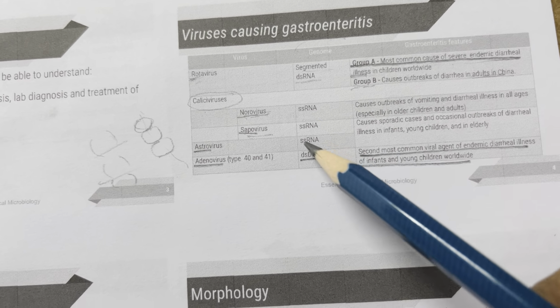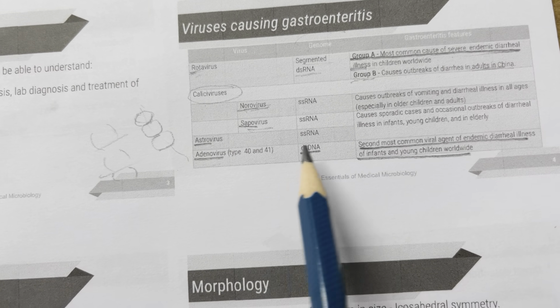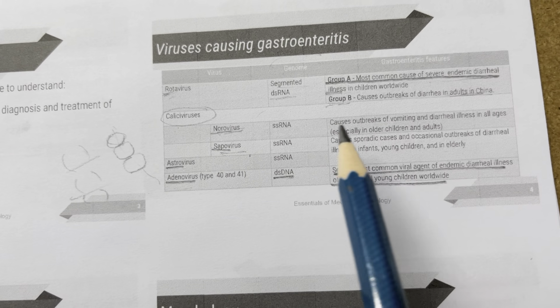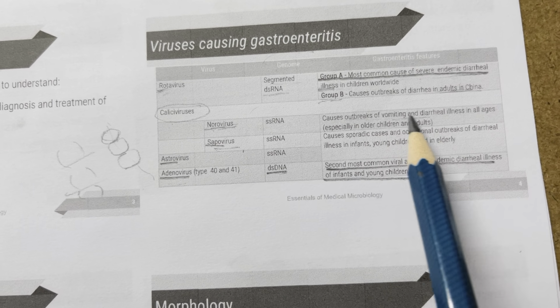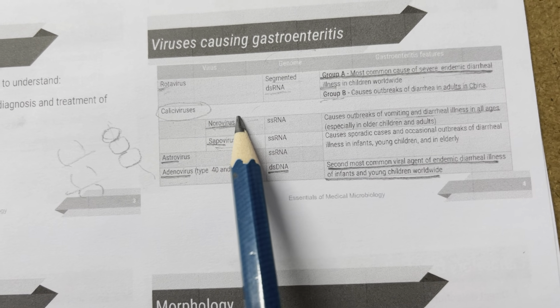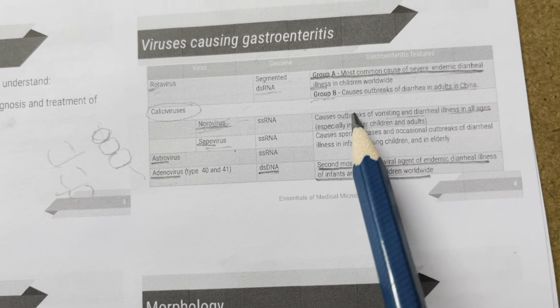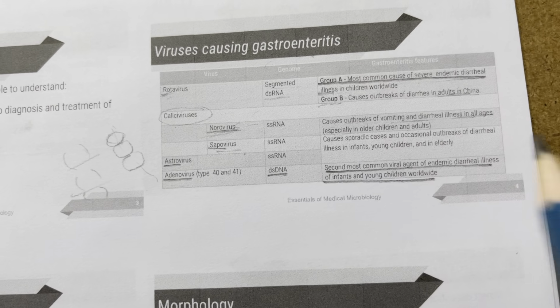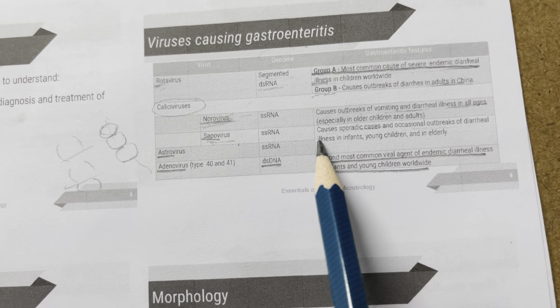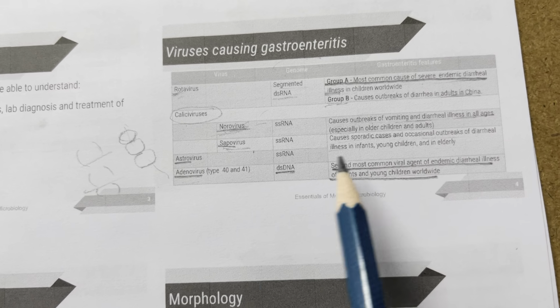All of them are single-stranded RNA except adenovirus, which is a double-stranded DNA virus. So noro and sapoviruses cause outbreaks of vomiting and diarrheal illness in all ages, especially Norwalk virus, which is a member of the norovirus genus. So it causes mostly diarrhea in adults. And sapovirus causes sporadic cases and occasional outbreaks of diarrheal illness in infants, young children, and in the elderly.